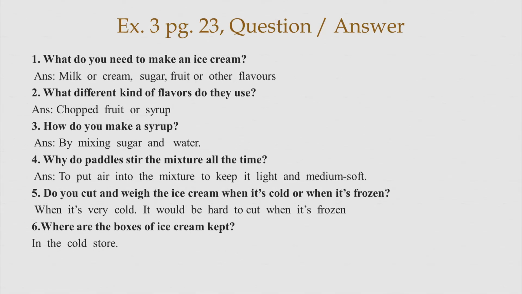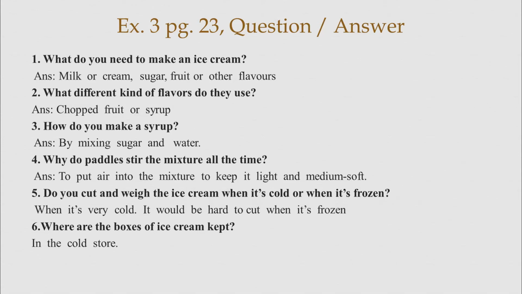These are questions and answers for Unit 4. Topic is how ice cream is made. Question number 1. What do you need to make an ice cream? To make an ice cream, we need milk or cream, sugar, fruit, or other flavors. What different kind of flavors does Choco Ice Cream Factory use? They use chopped fruit and syrup. How do you make a syrup? To make a syrup, we add sugar and water.